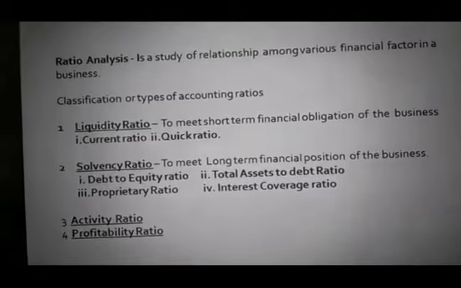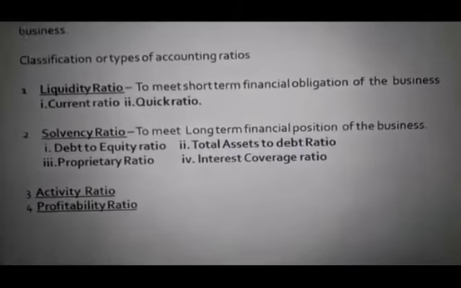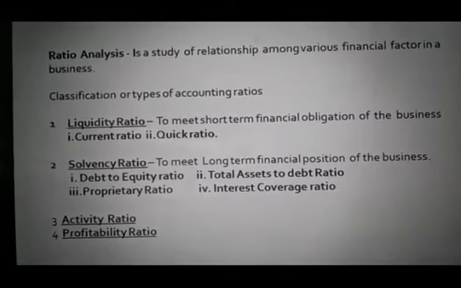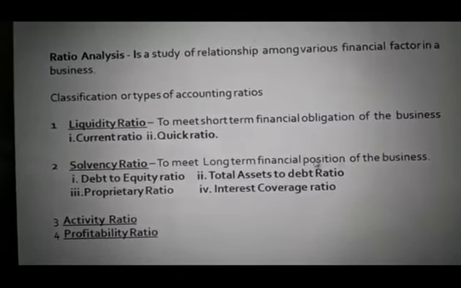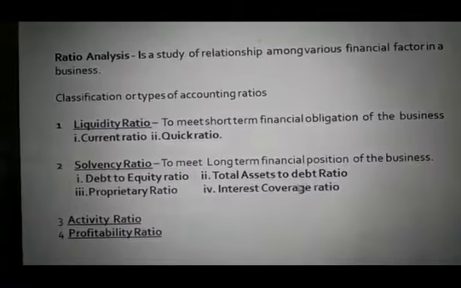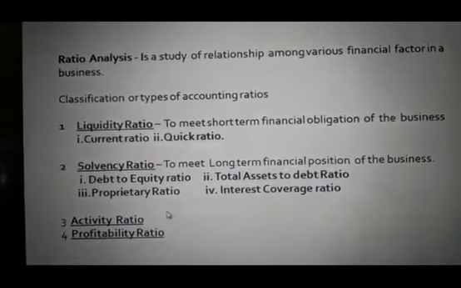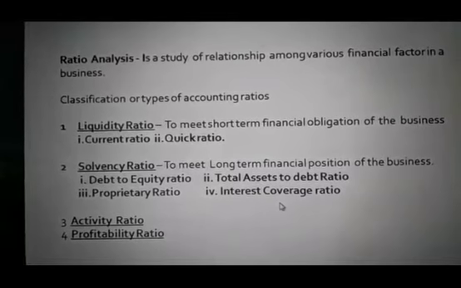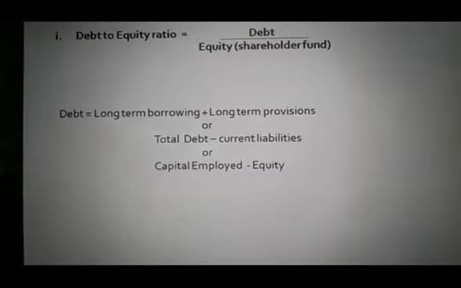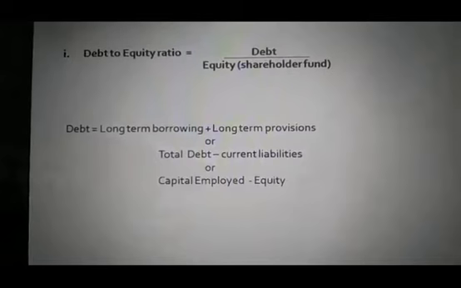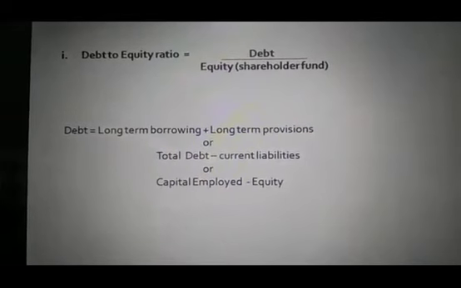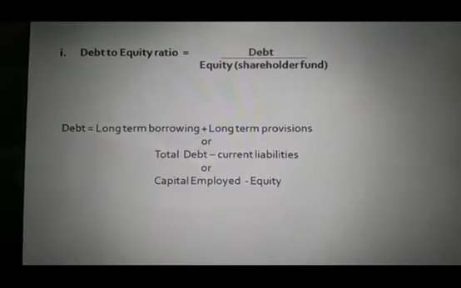So which ratios are covered in it? Debt to equity ratio, total asset to debt ratio, proprietary ratio, interest coverage ratio. We will go through them one by one. First, debt equity ratio. Debt equity ratio is for knowing the long-term financial position of the business.